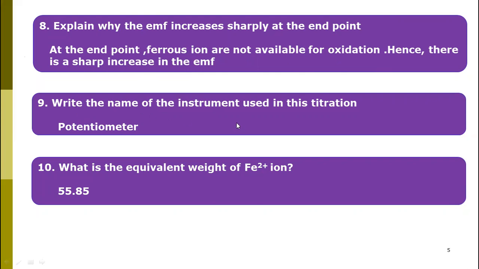Next, write the name of the instrument used in this titration. It's the potentiometer. So using the potentiometer, we measure the EMF. The last question, what is the equivalent weight of ferrous ion? It is 55.85. Hope you have understood the short procedure and viva voce. Thank you.